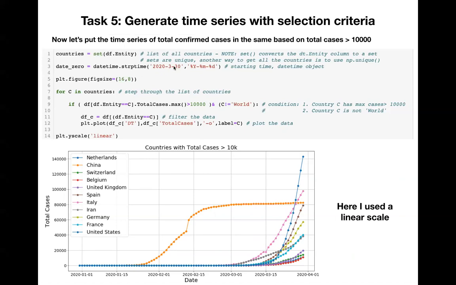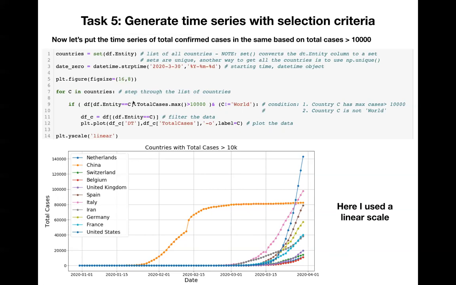Starting date, now I'm changing a date. Starting date is not used here. So I create a plot. Now I'm looping over all the countries and trying to plot them. But there's a condition. I plot the curve of the country only if the number of total cases has to be greater than 10,000. So how am I going to do it?